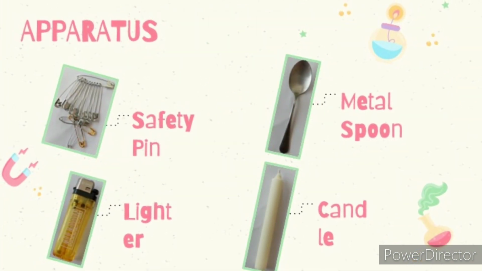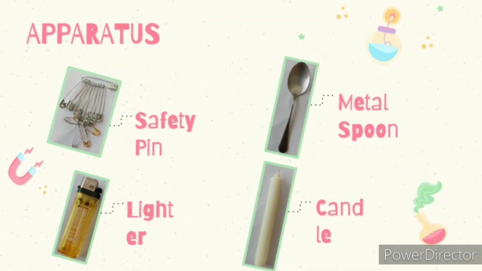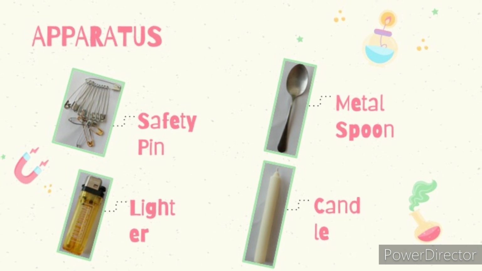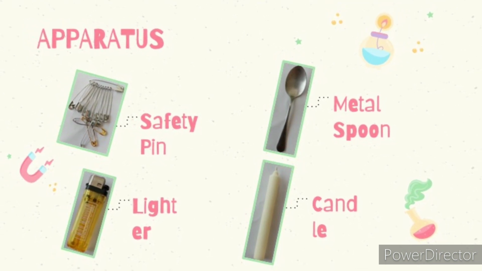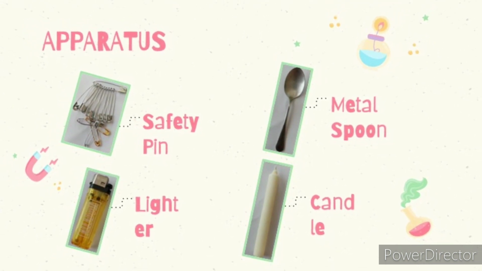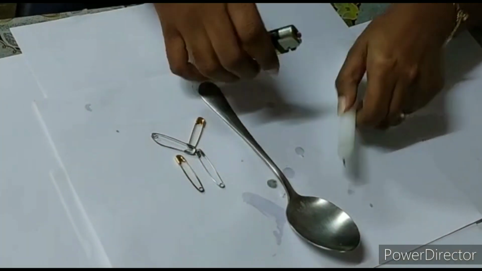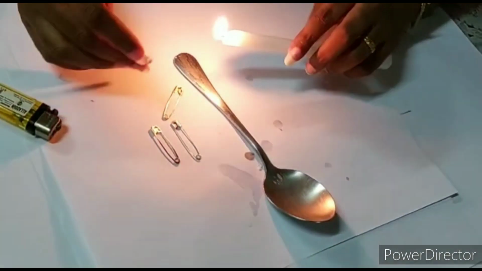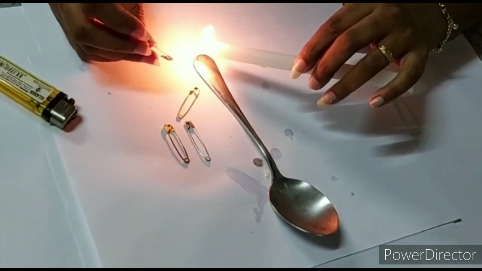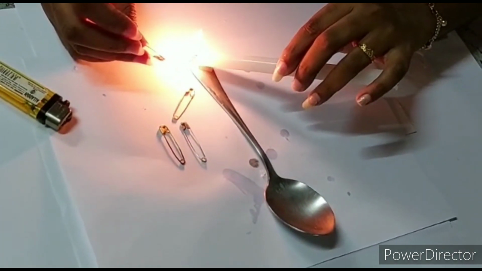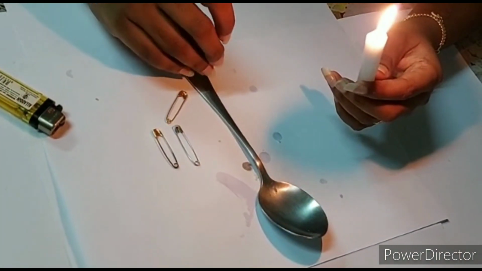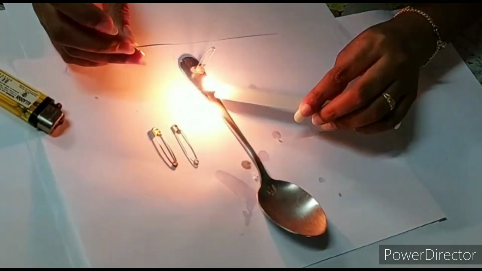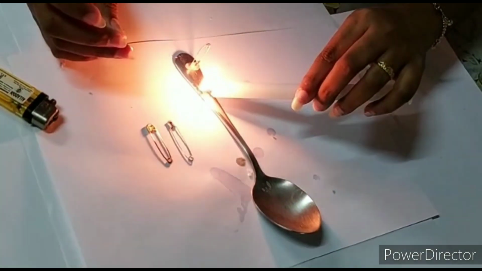These are the apparatus that we are going to use for this experiment. Firstly, safety pin, next lighter, metal spoon and candle. The steps for the experiment are: firstly, we melt the wax of the candle on a spoon to stick the safety pin to it. Then we repeat the step for the next 3 safety pins.